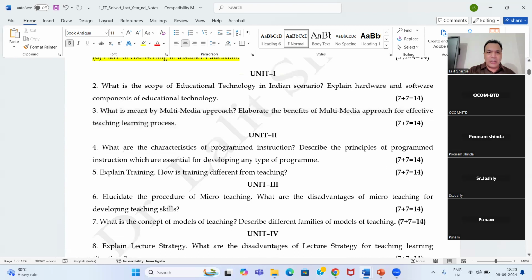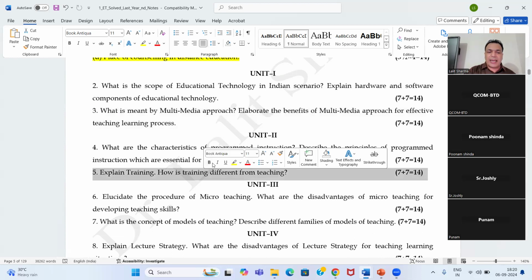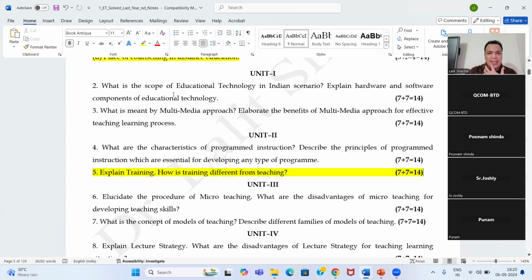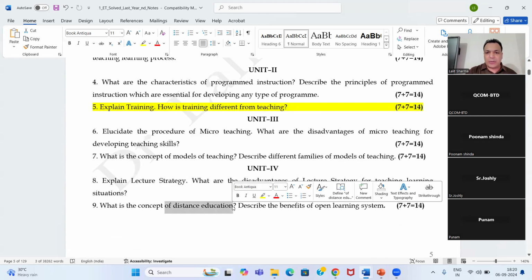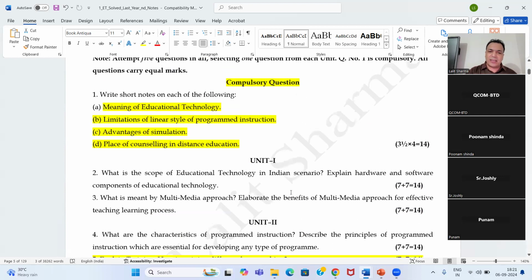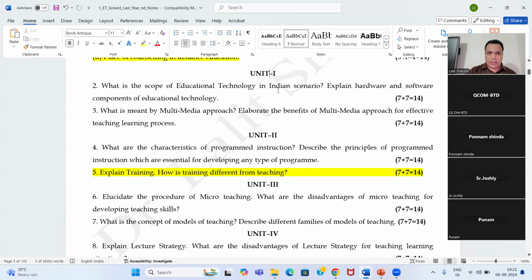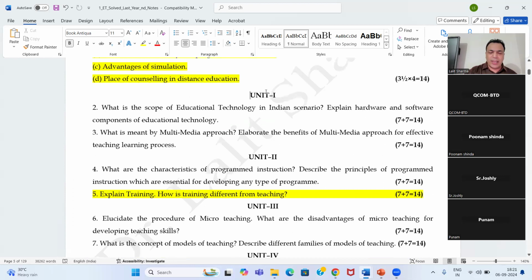right? Under second, you can see that a very easy question has come. Explain training, how training is different from teaching. Okay. And under third, micro teaching, models of teaching, or fourth may be lecture strategy, concept of distance education. Okay. Now I move to my PPT so that we discuss from the start. Okay. Long questions. So first we are discussing unit one, right? In this class, we will discuss the last year paper and the important questions, right?